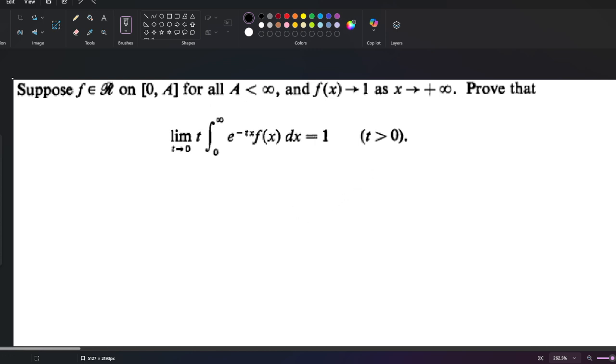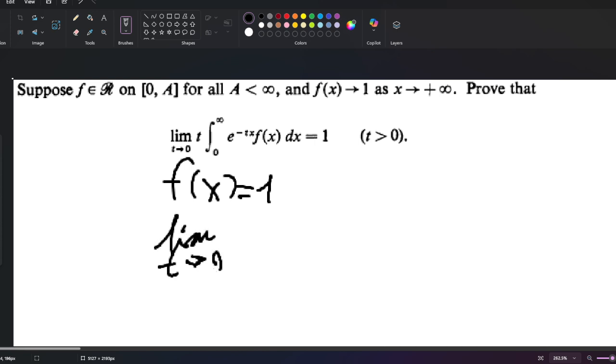Alright, so first of all, we need to gain intuition for this limit. How do we do that? Well, you can observe some relations. First of all, let's say that f of x is equal to 1, though it isn't, and I relate the limit like that. So the limit as t approaches 0 of the integral from 0 to infinity of t times e to the power of minus tx dx.